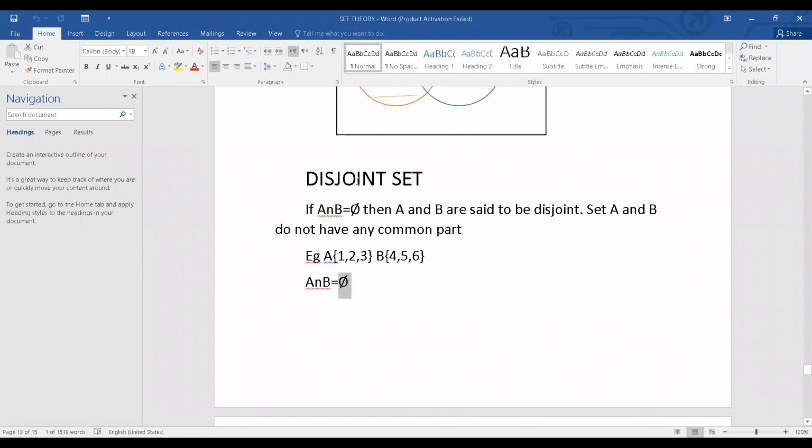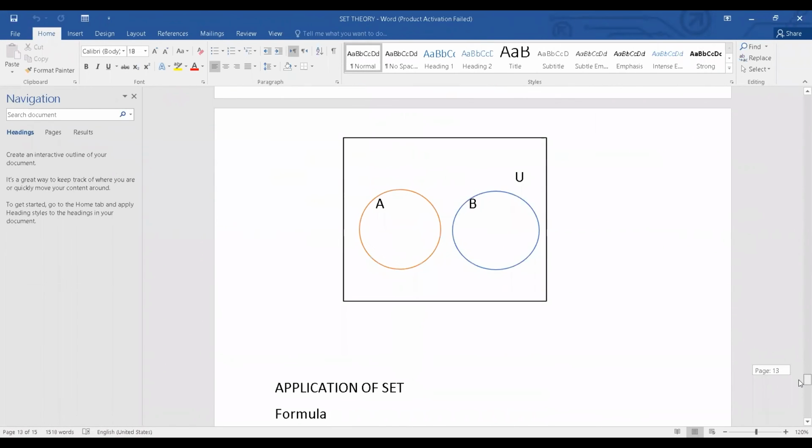So this is known as a disjoint set because there are no common elements in A and B. They don't share anything in common. Exactly different. If there is nothing, we're going to say null set. Here is the Venn diagram, A and B. See, there is nothing. They're not touching each other because they have nothing common so that they can be joined together.